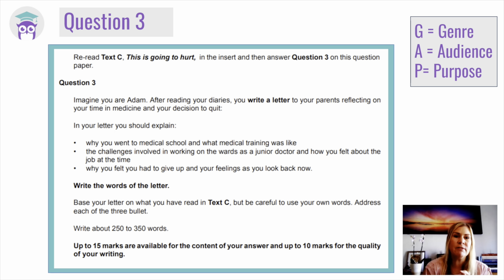Reread text C, This Is Going to Hurt, and then answer question three. Imagine you are Adam. After reading your diaries, you write a letter to your parents reflecting on your time in medicine and your decision to quit.